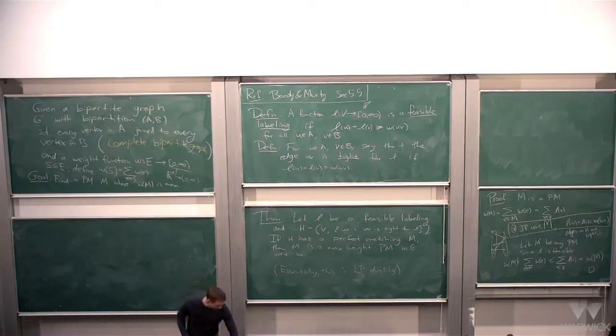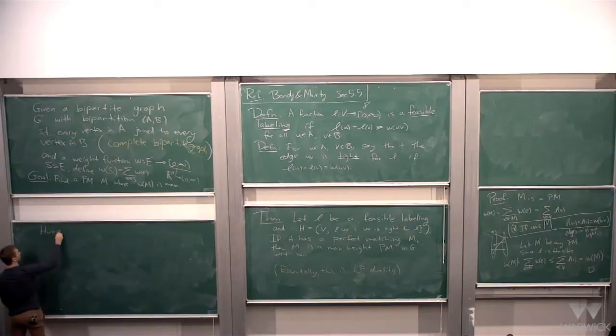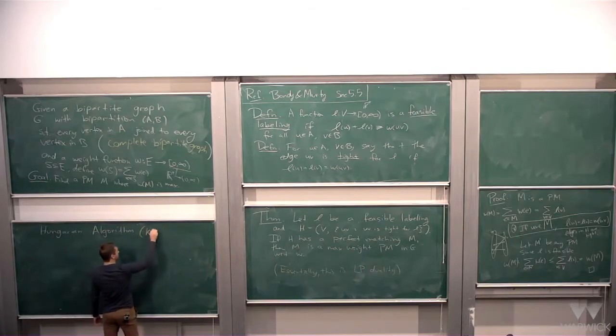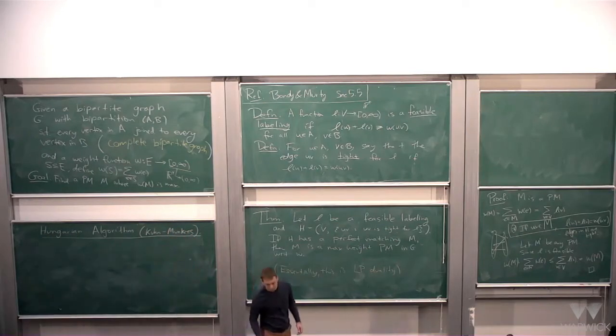So now we'll talk about the algorithm for solving this problem. This is something people call the Hungarian algorithm, and it's usually attributed to Kuhn and Munkres. I'm not sure why people call it the Hungarian algorithm. There must be some story behind this.